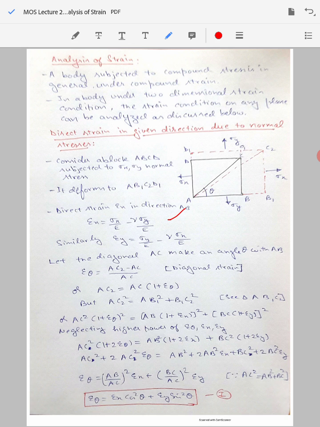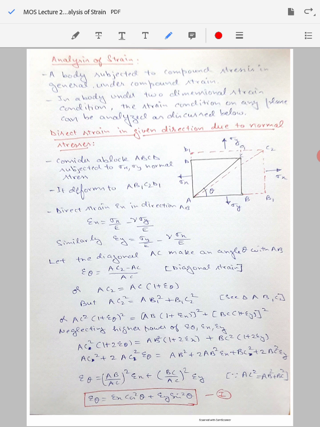This is because of the stress in the x direction, so sigma x by E, and because of the application of tensile stress in a direction perpendicular to x, there will be a reduction in the strain value by the magnitude of mu times sigma y by E. So that is the second component appearing here. That is epsilon x. We can similarly define the value of epsilon y. It will be simply sigma y by E minus mu times sigma x by E.